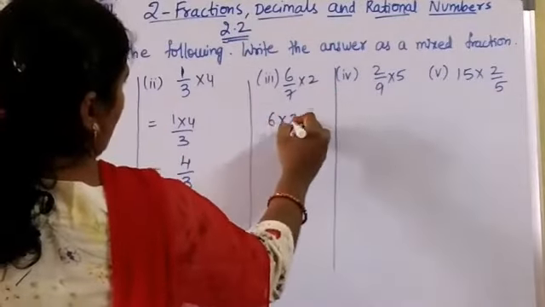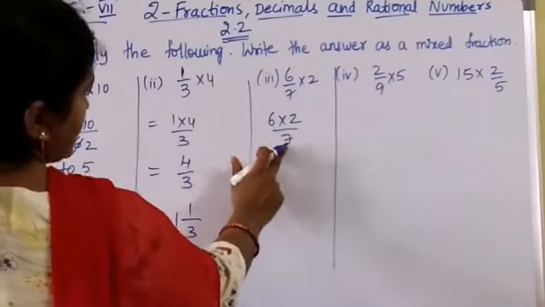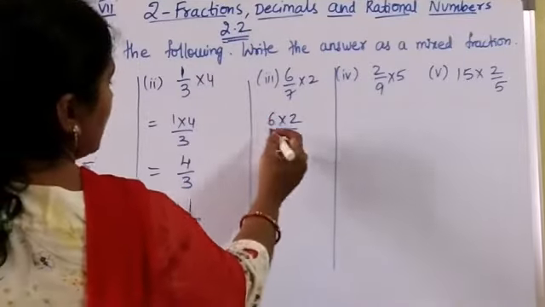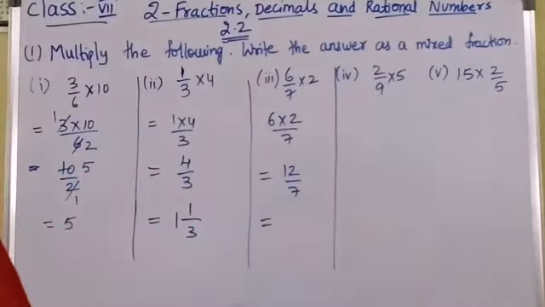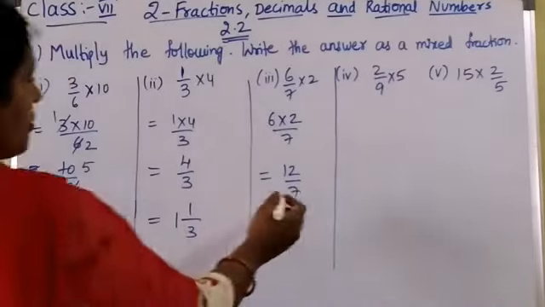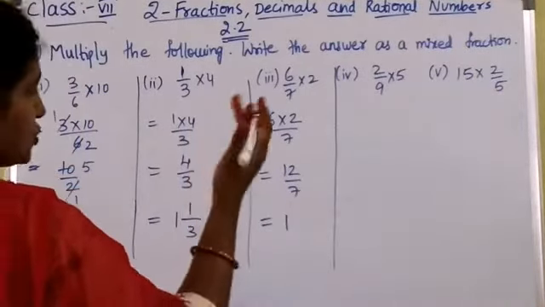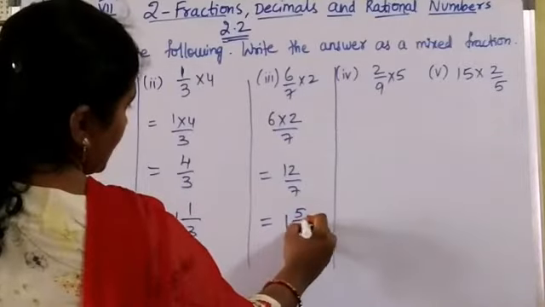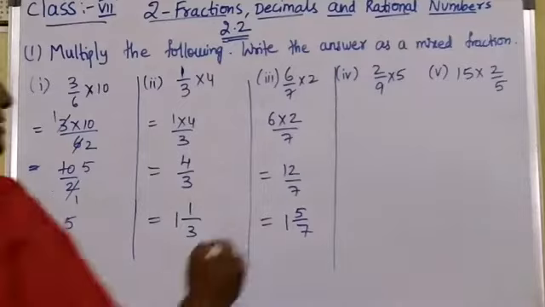6 into 2 by 7. Here, any cancellation is possible? 6 and 7? No. 2 and 7? No. Then 6 2s are 12. 12 by 7. Now 12 by 7 is an improper fraction. Now 7 how many times will it go? 7 1s are 7, 8, 9, 10, 11, 12. 5 left over. 5 in the numerator and 7 in the denominator. 1 5 by 7 is the answer.